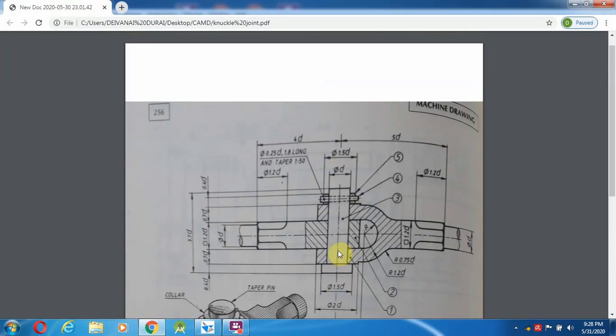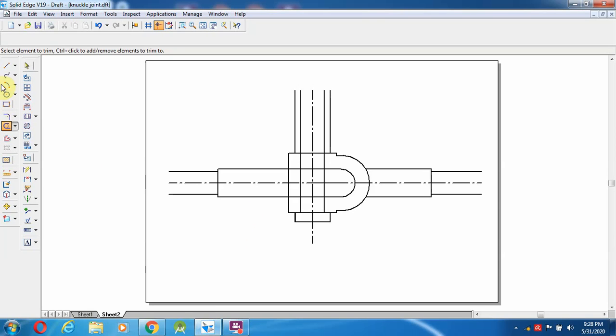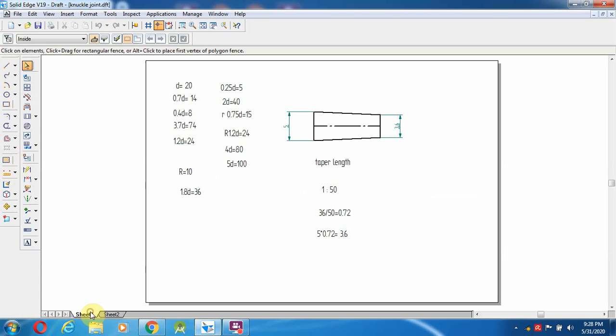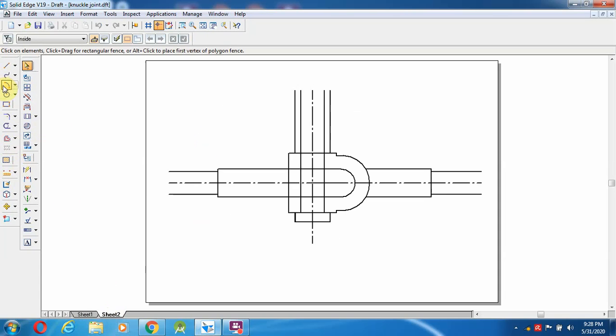The head of the pin is also 1.5D, and the collar also 1.5D. So select offset. 0.4D is 8 mm. Go to your offset, change it to single, and give 8 mm. This is the line I am going to offset over here, left and right click. That's it, and after this I am going to trim it.